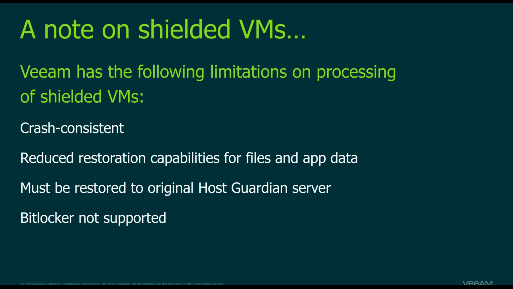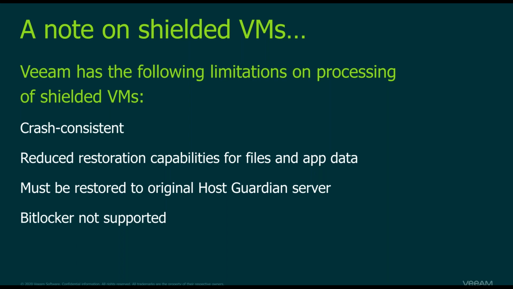We're not going to be able to do application level restores like SQL, Exchange, Active Directory back into production because that environment's locked down. And because it's locked down, they have to be restored to the source host guardian server, right? They can't be restored to another Hyper-V server. So steps must be taken, perhaps with a Veeam agent or something along those lines, to secure that host guardian server, so that we can restore that server and then restore the VMs on top of it, right?